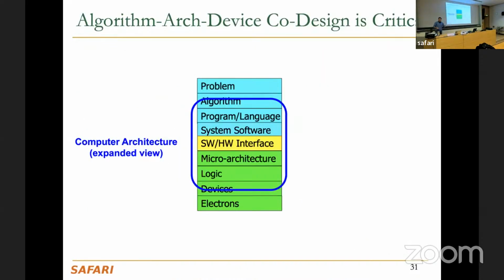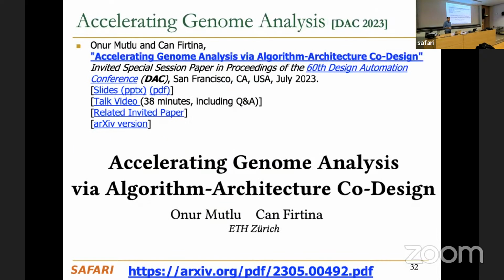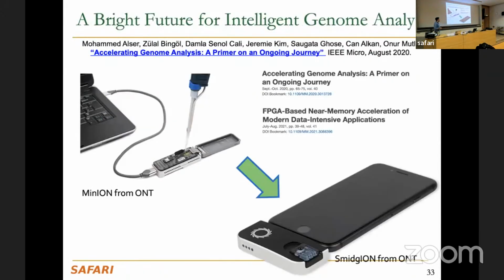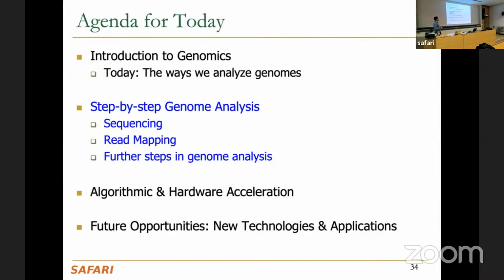And of course, to achieve this, as you've seen many times, we look at the entire stack of computer architecture and try to co-design everything together so that we can optimize performance, accuracy, and energy efficiency. If you are interested in learning more about how we co-design algorithm and architecture together for genome analysis, you can take a look at this paper to see what sort of efforts we have in that direction. But we believe there's a bright future for intelligent genome analysis, meaning we need to co-design hardware and algorithm together so that we can improve performance and energy efficiency.